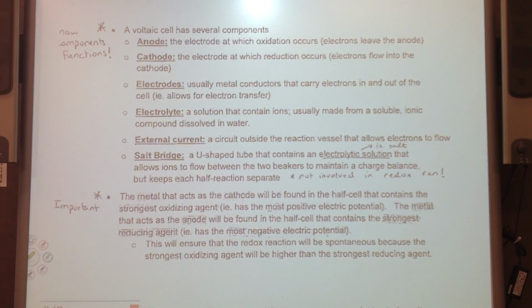These are spectator ions. They don't react with the copper solution. They don't react with the zinc solution. They don't form any compounds or any precipitates in the bottom. The ions in the salt bridge. Okay? There are spectator ions.